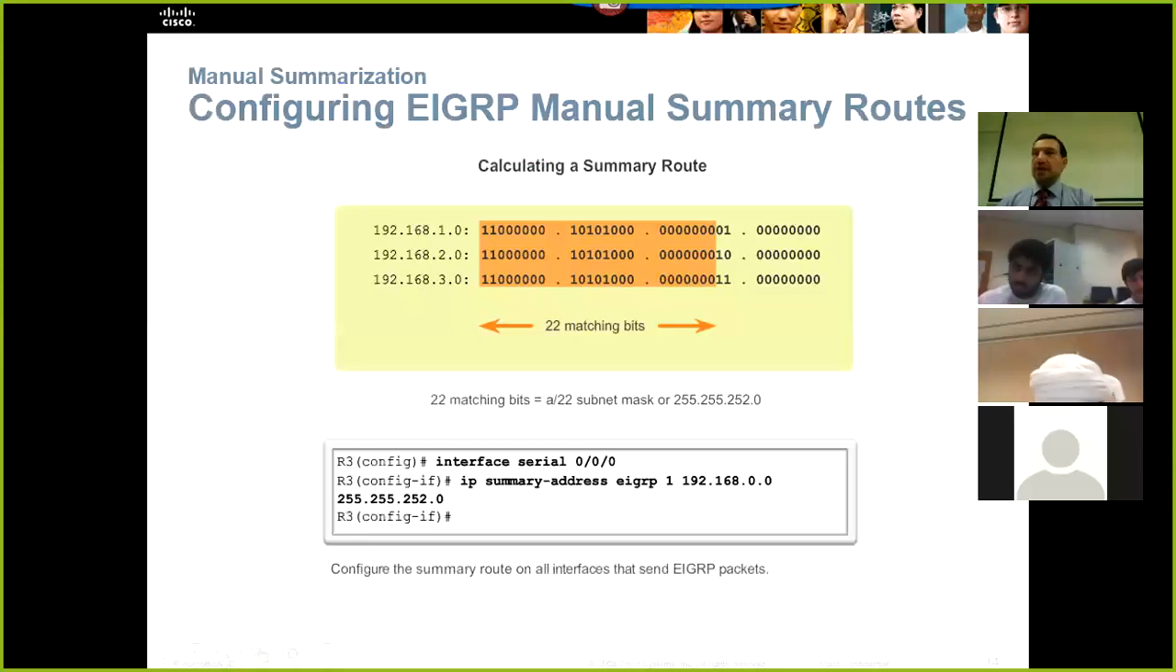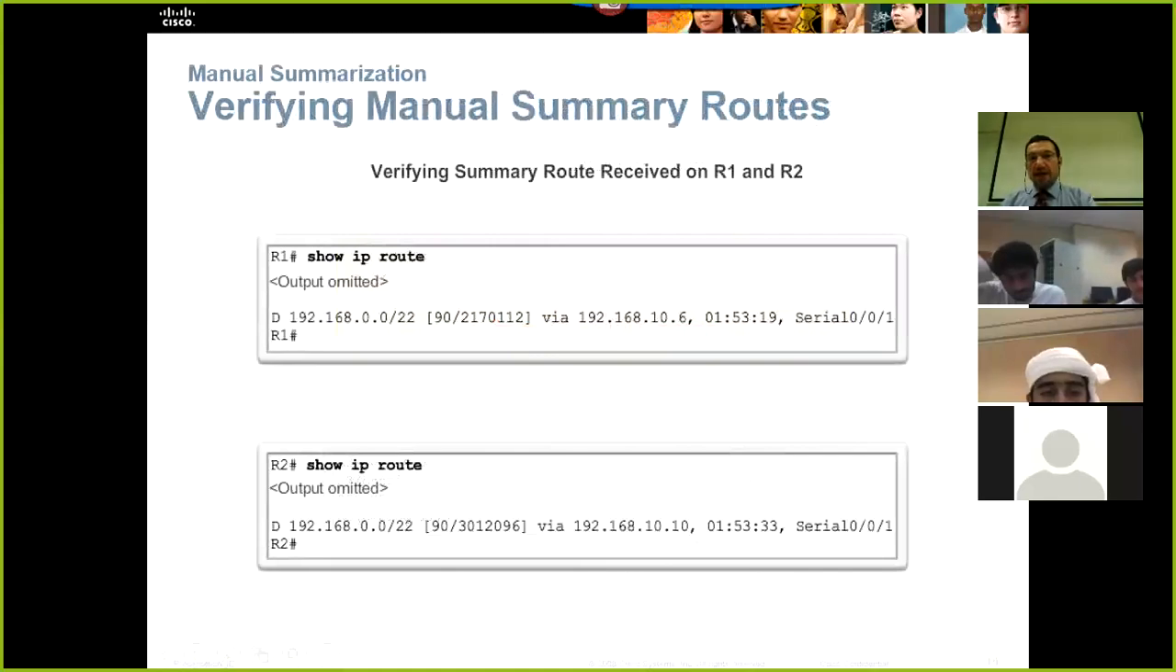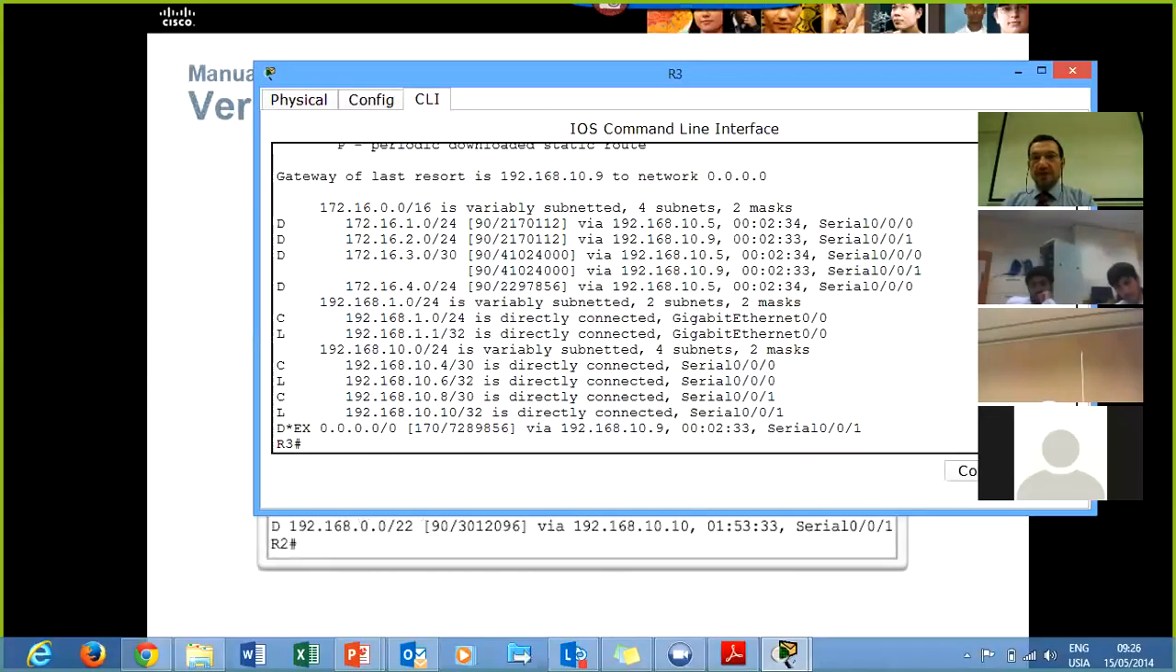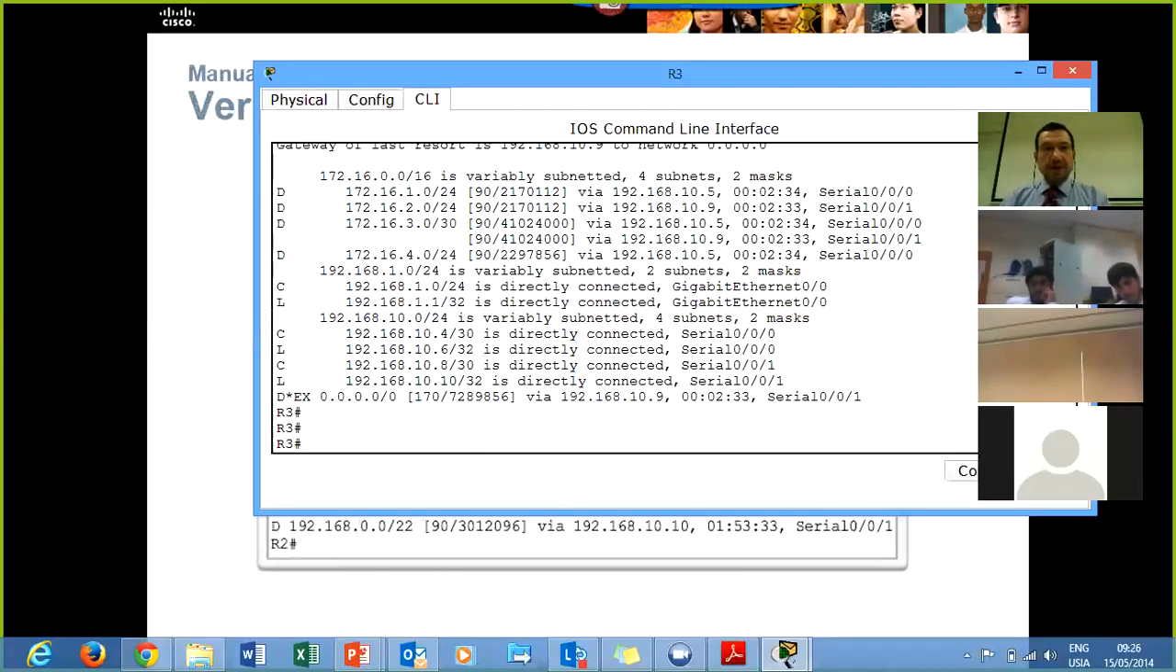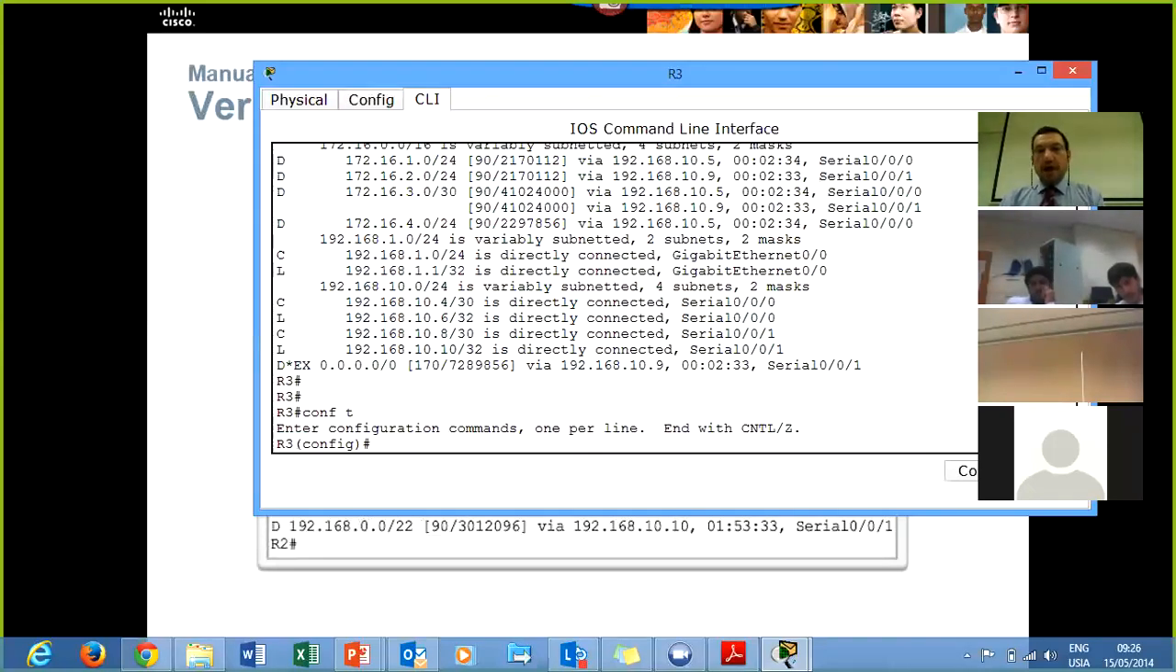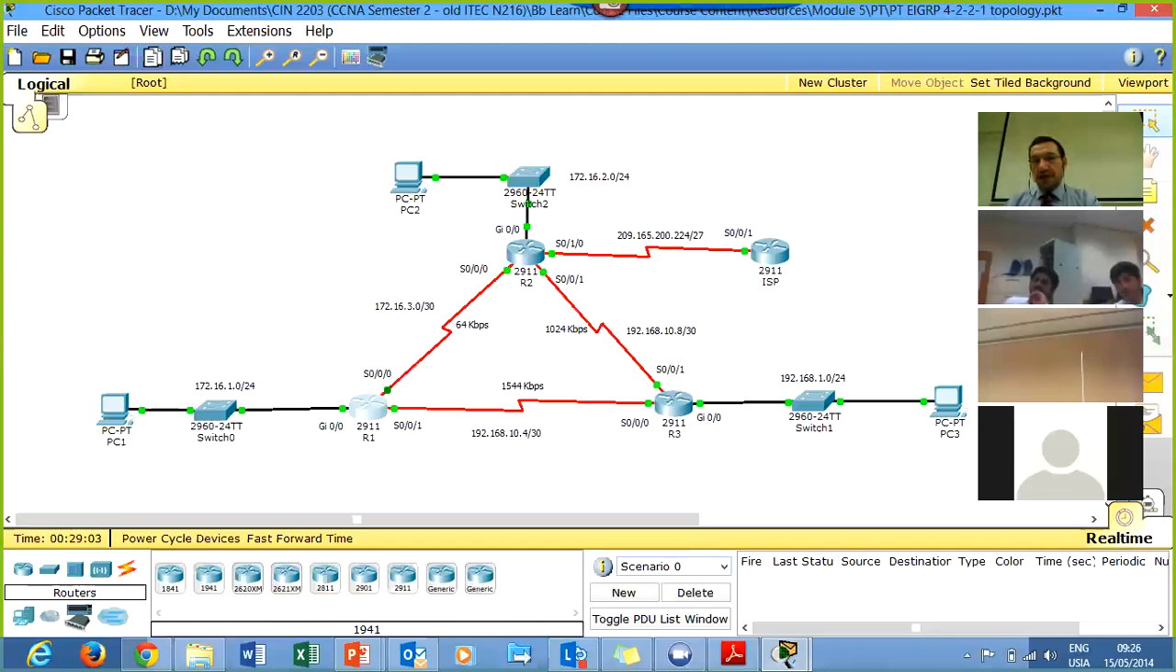Now, if I do this, let's have a look. If I go to R1 and R2 and do show ip route, I will not see 192.168.1.0 anymore. I will see only the summary. Can I prove that? Let's have a look. This is R3. So, conf t. Now, this summary route I need to advertise to my neighbors, correct? So R3 needs to advertise it to R2 and R1. To advertise to R1, it needs to send the summary out of interface 0/0, and to R2 via 0/1.